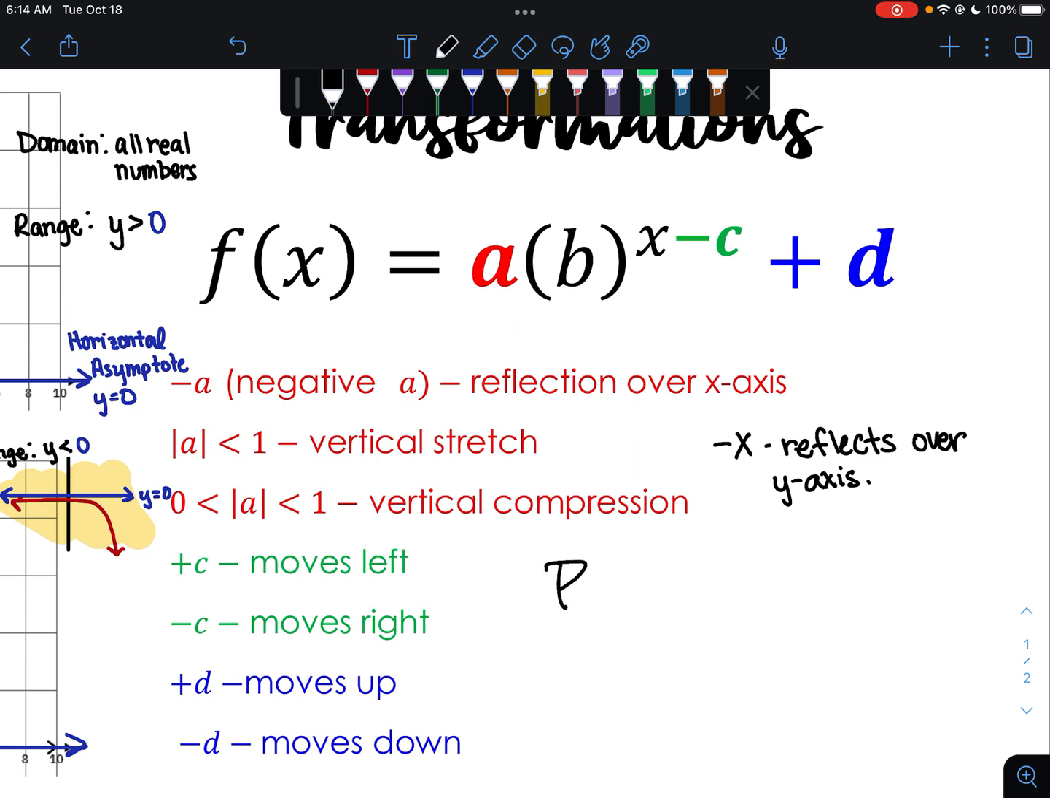And then I do want to add the parent function. So the parent function, remember, is our most basic function. If we take away all transformations, it would be what's left over. Well, if I took away all transformations, that means I'm taking away A, C, and D, and that would just leave me with B to the x power. So whatever your base is, raised to your exponent, is always going to be your parent function.